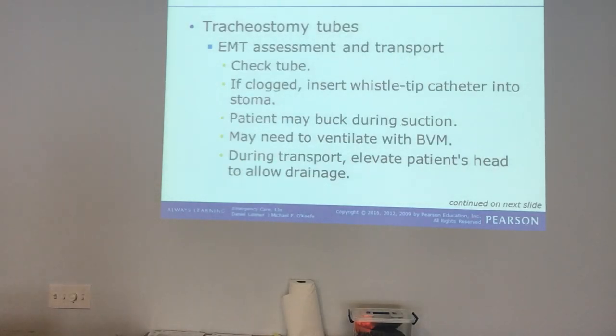Okay, so we're going to do an assessment and transport. We're going to check the tube. If the tube is clogged, we're going to insert a whistle tip catheter into the stoma. The patient may buck a little bit during suction. We may need to ventilate with a BVM. During transport, elevate the patient's head to allow drainage.